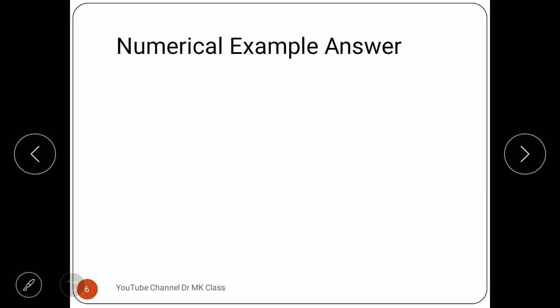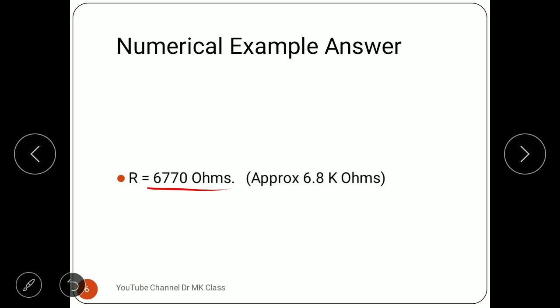So the numerical example answer is: you calculate, 677 ohms will come. You can choose the approximate value as 6.8 kilo ohms, because 6.8 kilo ohm is the standard resistance nearest to this value. You can take 6.8 kilo ohm for the design.